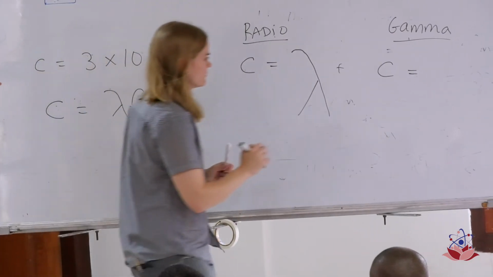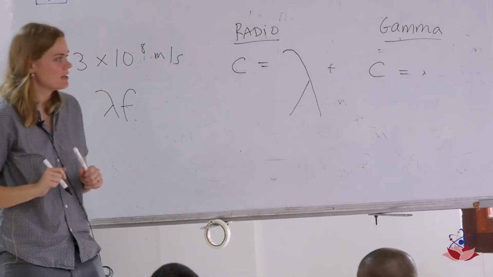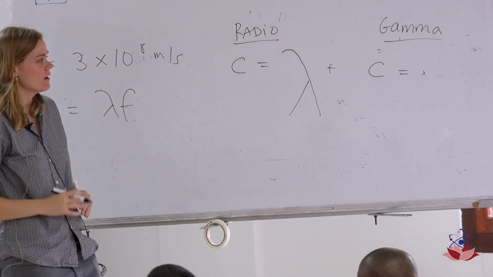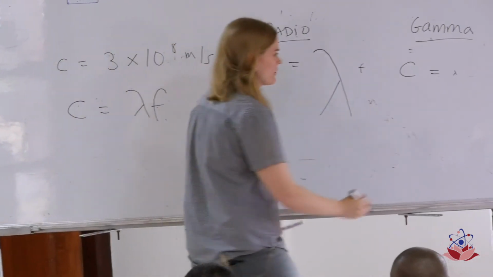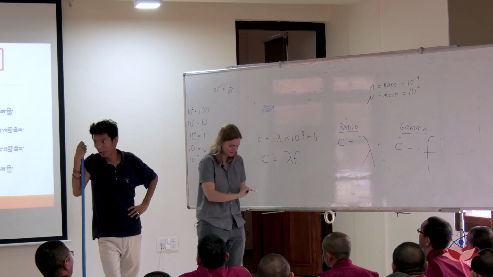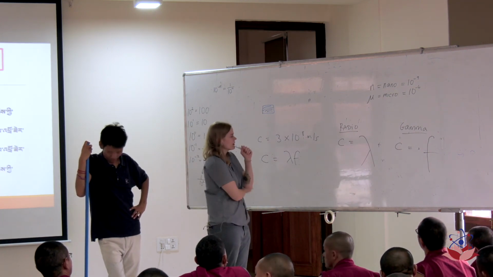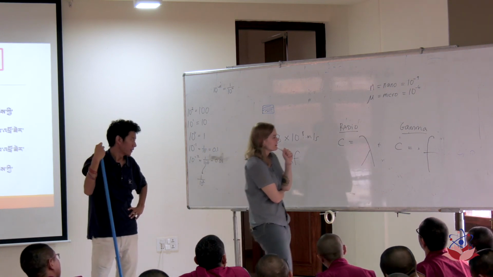My wavelength is small. So to make up for that, I have to make the frequency larger. So in this case, what would the frequencies do? Which would have a higher frequency?